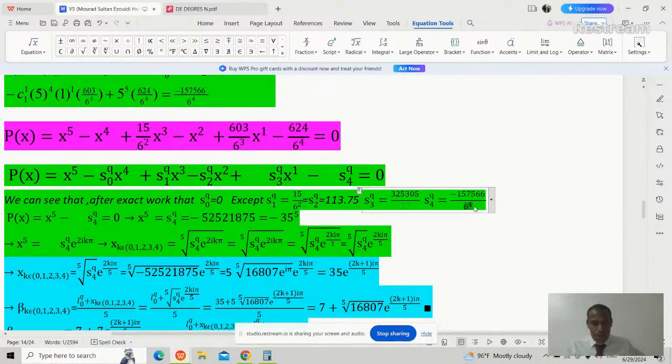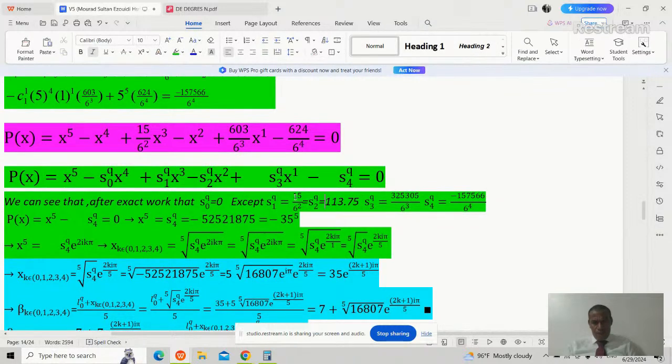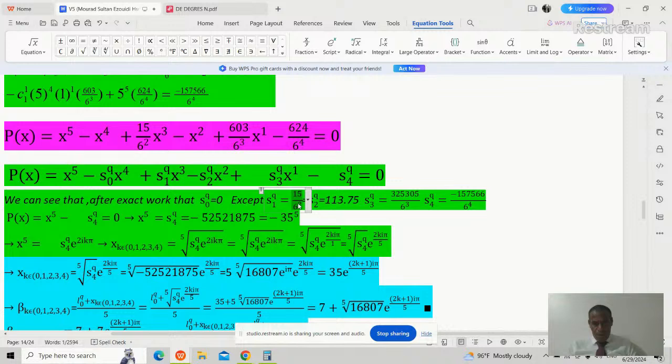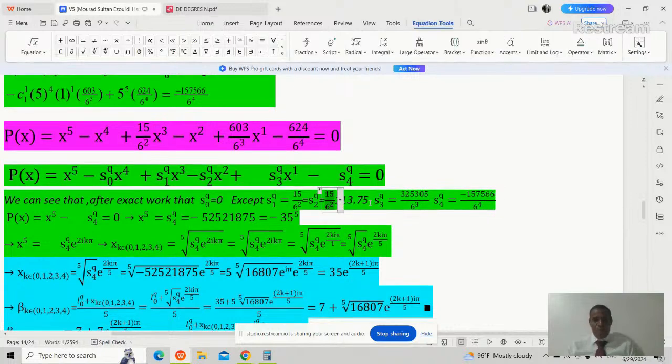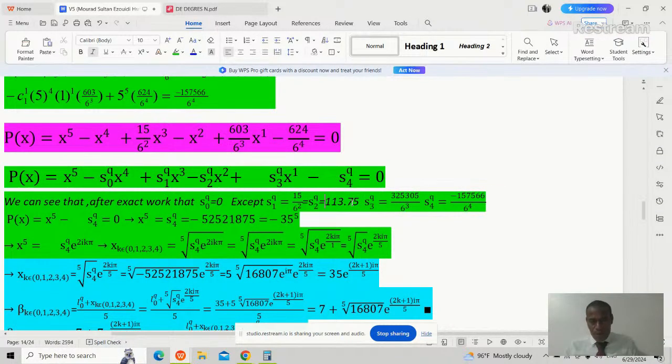6 raised to the power 3. I'll just make 3 here. And this one, learners, we told that 113 is equal to 113.75. I will accept a decimal number here because two decimal places is no problem, two digits after the decimal point.